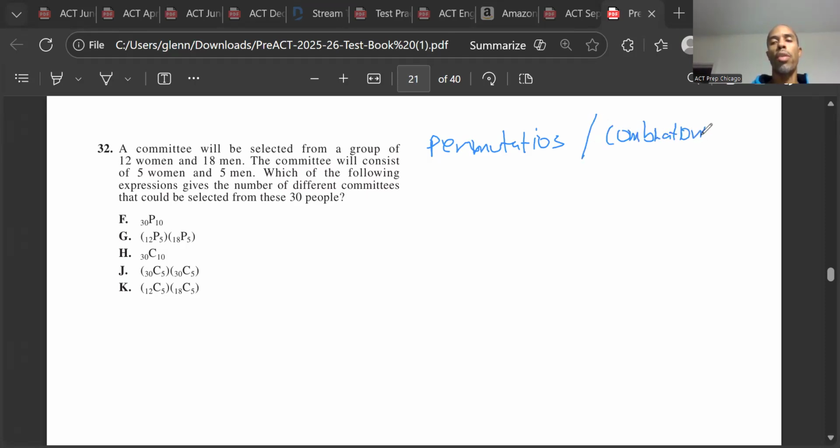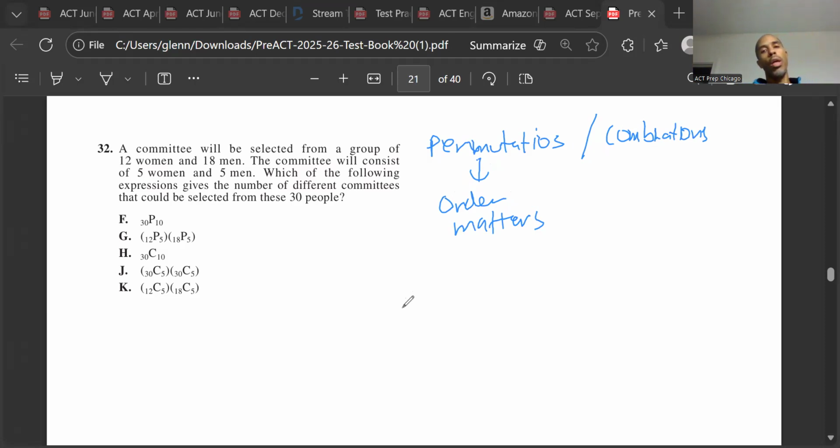Okay, and with permutations, we say the order matters. So what do we mean by that? The order matters, meaning that if you're picking out of 12 women and you want how many permutations of 5, it wouldn't just be how many groups of 5 you take out, but how they're ordered as well, because the order matters.